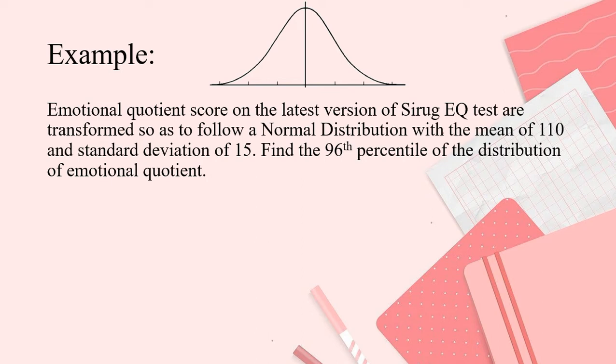Emotional quotient score on the latest version of the EQ test are transformed so as to follow a normal distribution with the mean of 110 and the standard deviation of 15. Find the 96th percentile of the distribution of emotional quotient. Ayun. So, ang sabi po dito, hahanapin daw po natin yung 96% ng distribution ng ating emotional quotient.